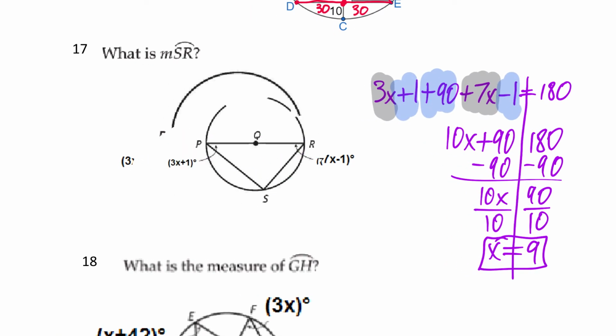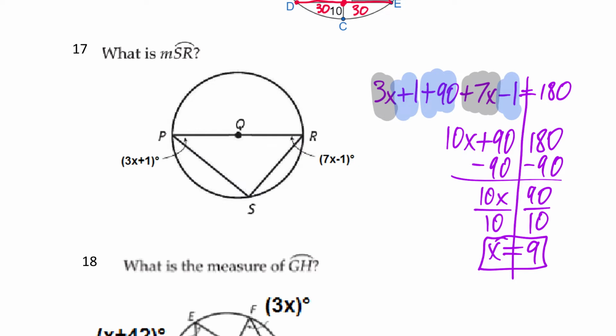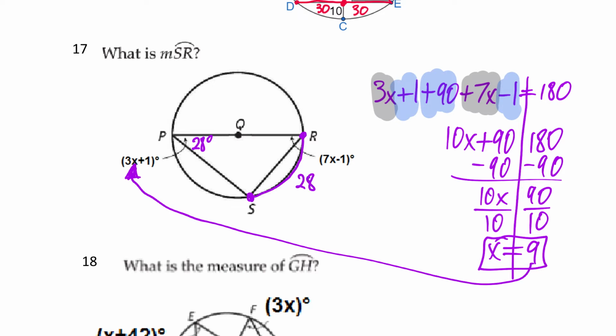So I need to take this 9 and plug it in here. So 3 times 9 plus 1 is what? It's going to be 28. 3 times 9 is 27, plus 1 is 28. And now to get to arc SR, what am I going to do with that 28? Double it, multiply it by 2. So 28 times 2, 56.